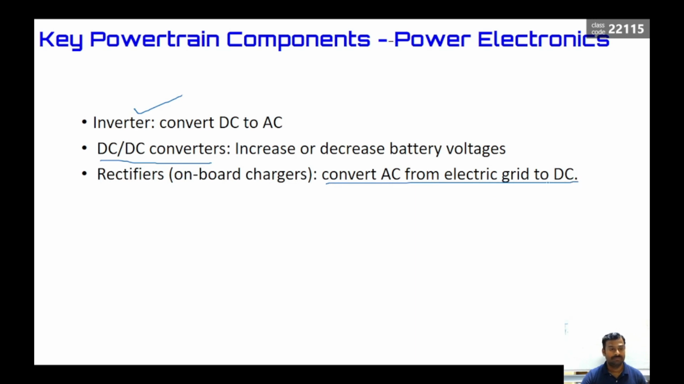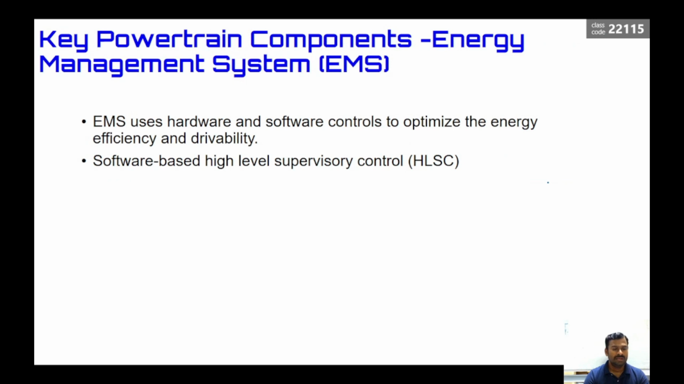So this is about the different types of power electronics components inside the electrical vehicle. I'm talking only about the important or bigger units. There will be a lot of other elements as well doing a lot of work. The EMS, energy management system, uses hardware and software control to optimize energy efficiency and drivability. Software-based high-level supervisory control is also available in most electrical vehicles.